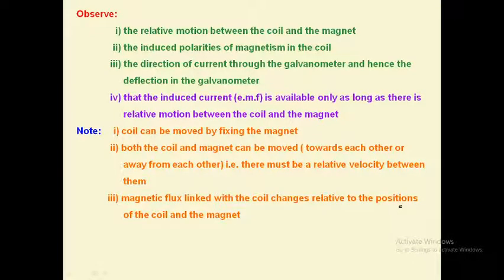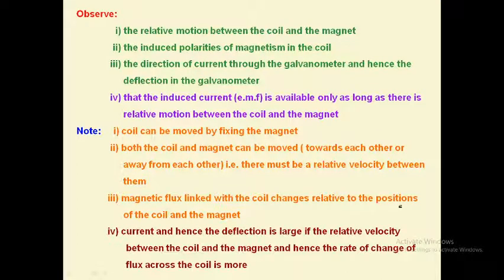And magnetic flux linked with the coil changes relative to the positions of the coil and the magnet. Current, and hence the deflection, is large if the relative velocity between the coil and magnet, and hence the rate of change of flux across the coil, is more. So up to this point, what we saw is that there is something called magnetic flux, and whenever it changes, it produces current. So what is important for you? Anyhow, you have to change the magnetic flux.